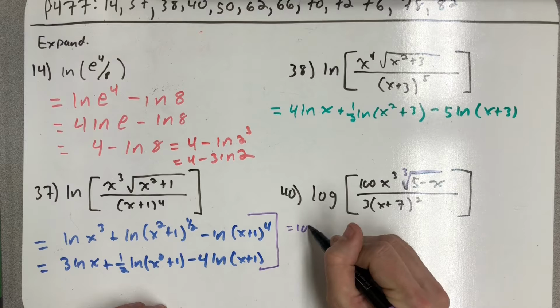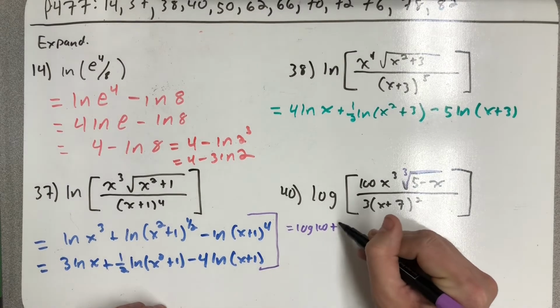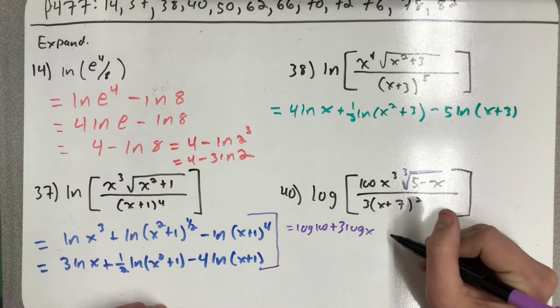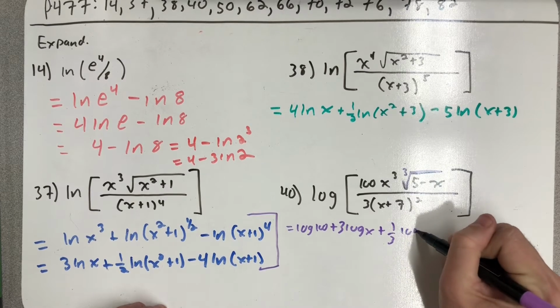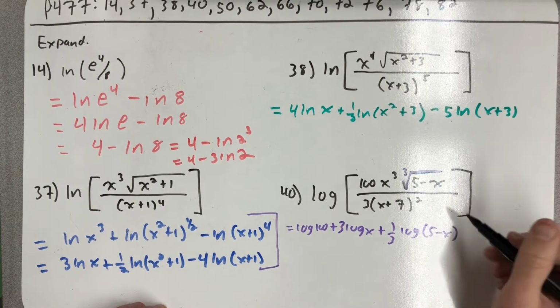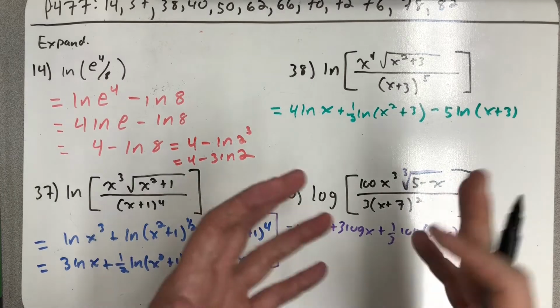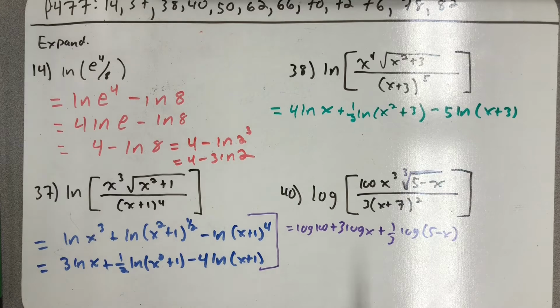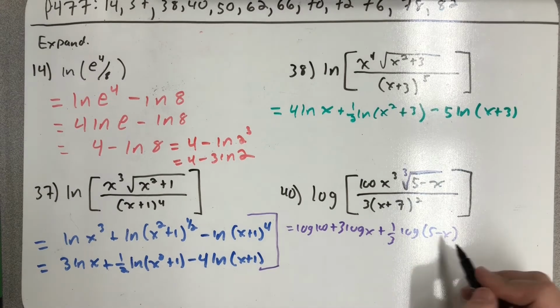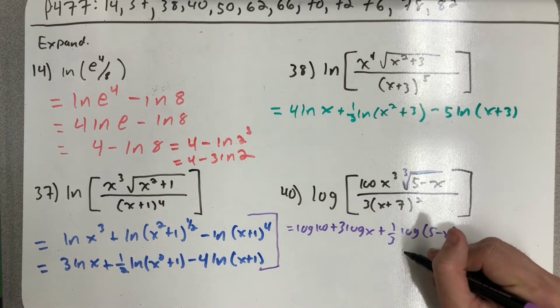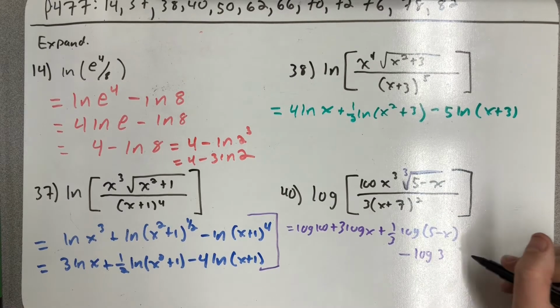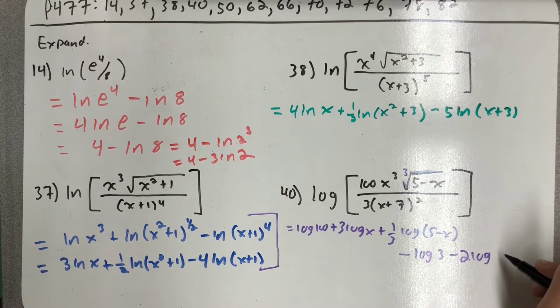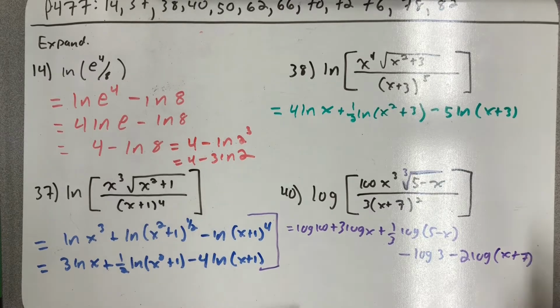So let's see, I have the log of 100 plus 3 times the log of x plus 1/3 the log of 5 minus x. I have 1, 2, 3 things being multiplied together on top, so I have 1, 2, 3 positive logarithms being added together in my final answer. On the bottom, I need to subtract the log base 10 of 3 and 2 times the log base 10 of x plus 7. And I would like to write that right there, but didn't quite have enough room, so I'll just kind of do it that way.